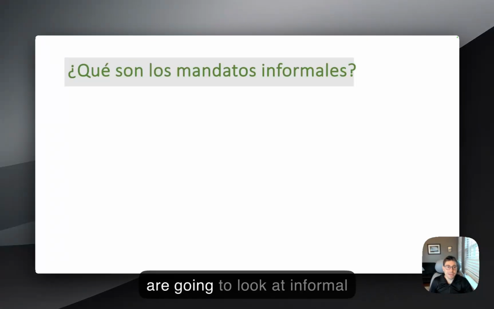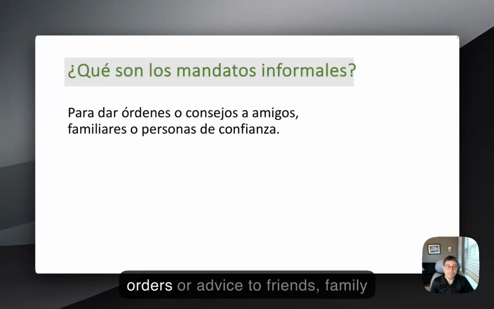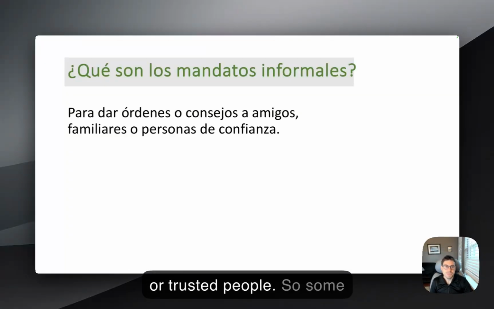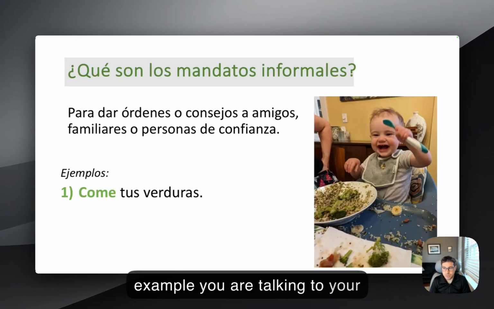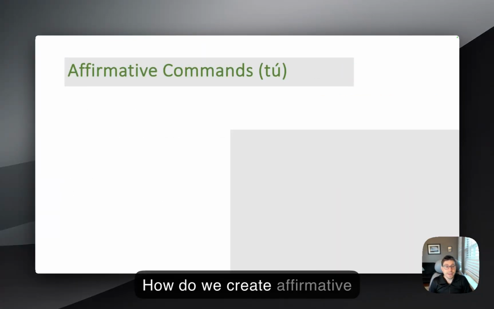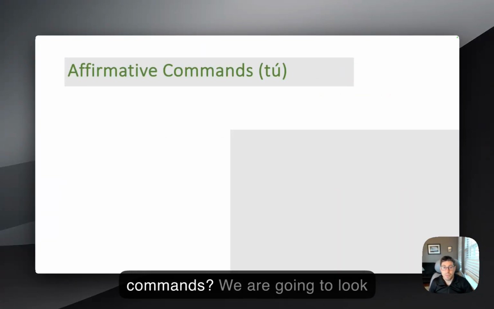Now we're going to look at informal commands. They are used to give orders or advice to friends, family, or trusted people. So for example, you're talking to your daughter, to your kids: come tus verduras. How do we create affirmative commands? We're going to look first at the affirmative commands singular, so the tú form.